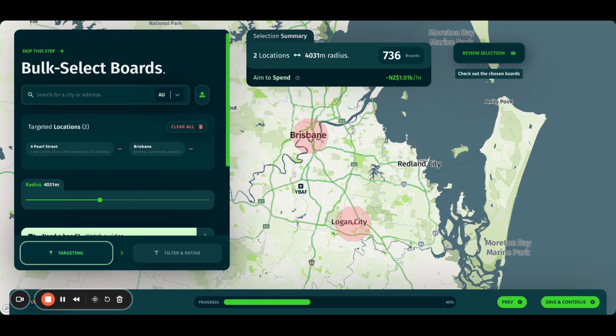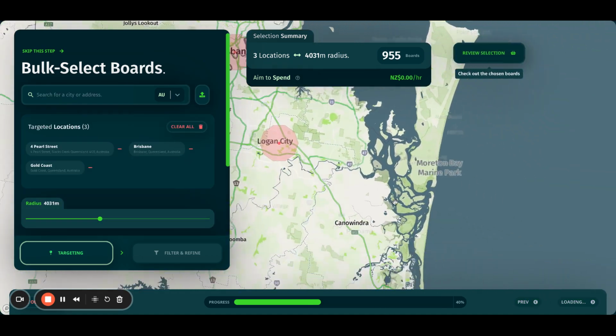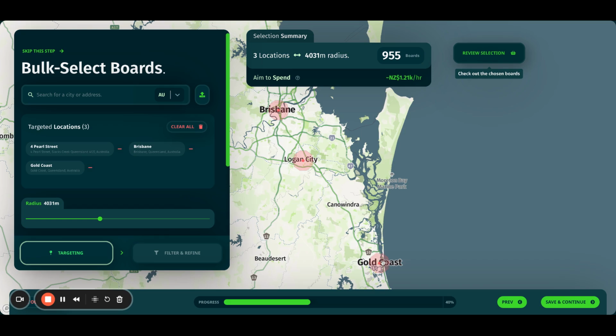If I had a list of addresses that I was interested in, I could load those up here, or I could just type it in here as well. So let's just say the Gold Coast. And now we've added another target radius down here.